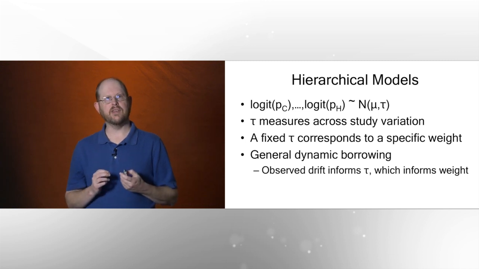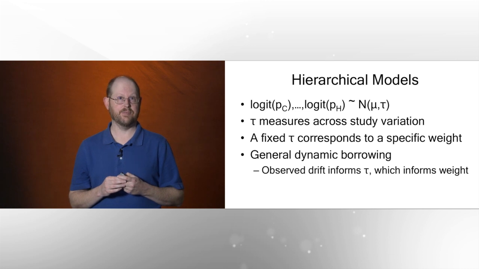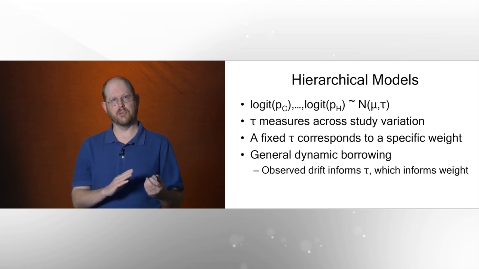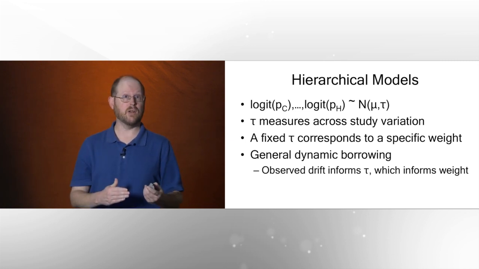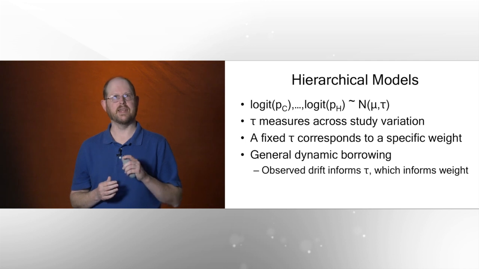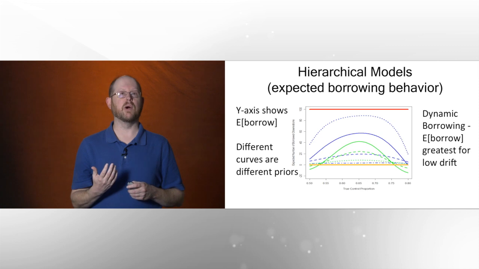So what we're going to try to do, we put a prior on tau, we're going to try to estimate that given the data. So we're going to come in, compute our posterior distribution. We get a posterior distribution on tau. Gives us an idea, is tau big, is tau small? And then we're going to pick a weight corresponding to that. This generates what's called dynamic borrowing.